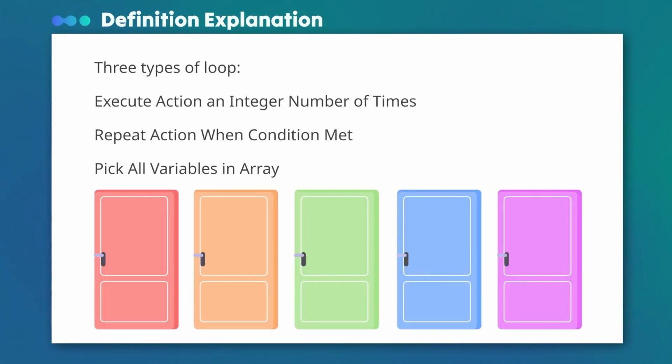For example, we have a list of different doors, and they have orders from door 1 to door 5. We set to knock all the doors in the list. Then, the NPC will repeat to knock the first door, the second, the third, until all the doors in the list have been knocked. These are 3 types of loops in CliCli. Today, we'll demonstrate the first one, execute action an integer number of times.